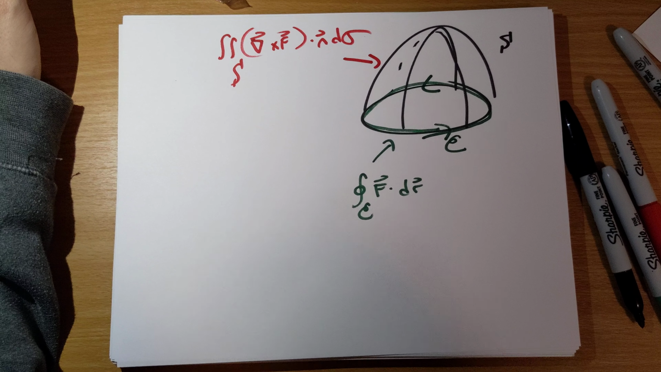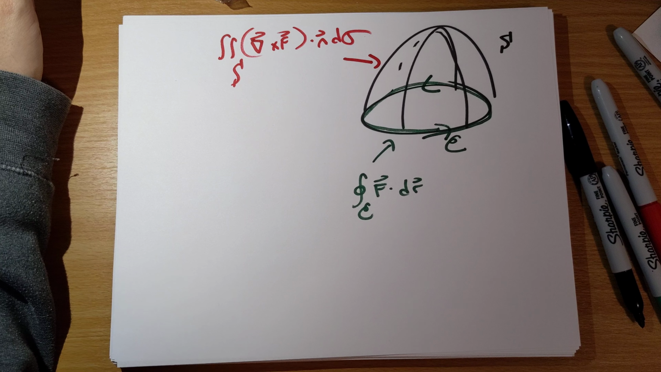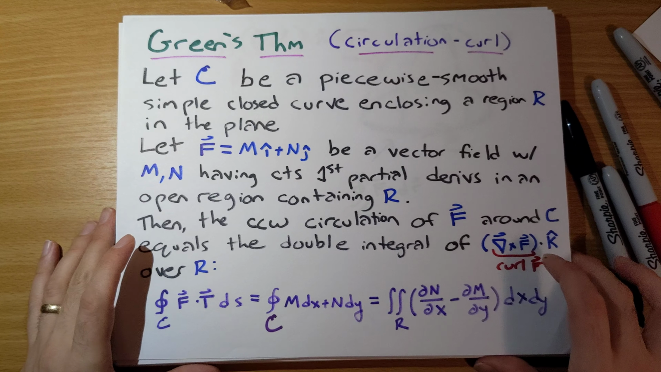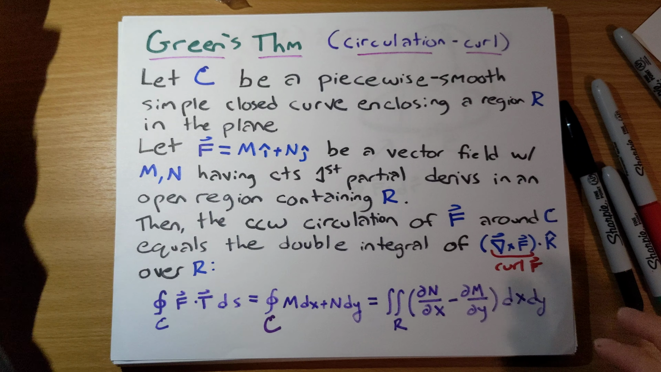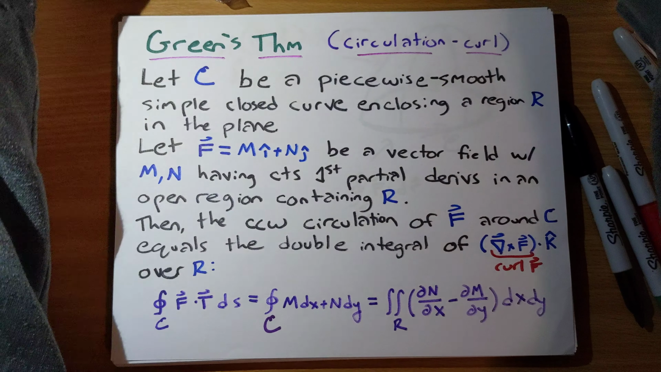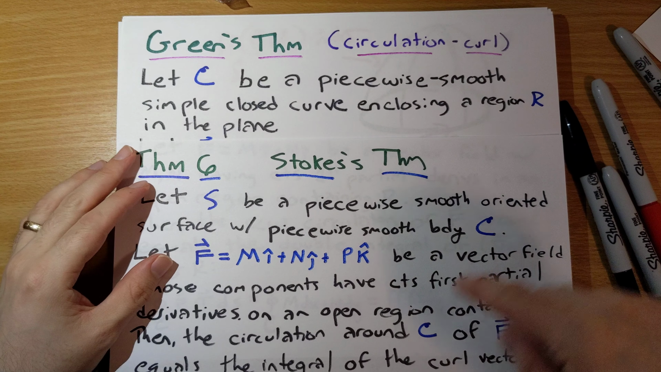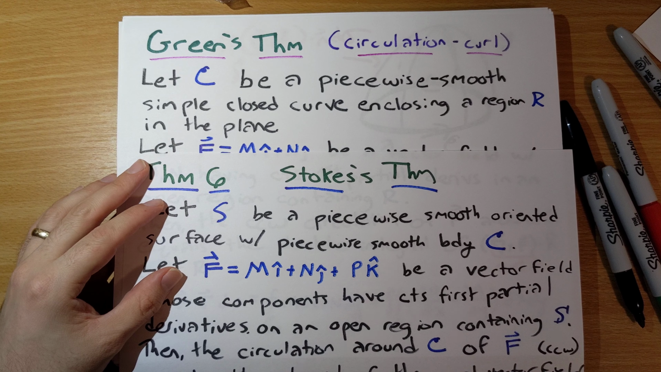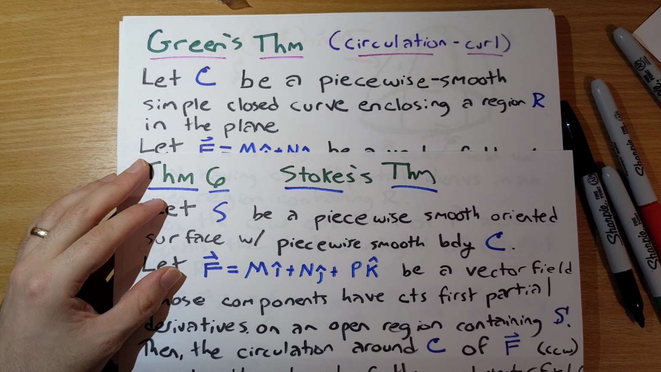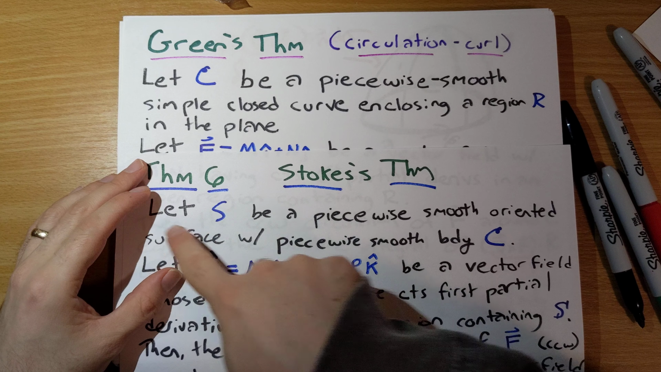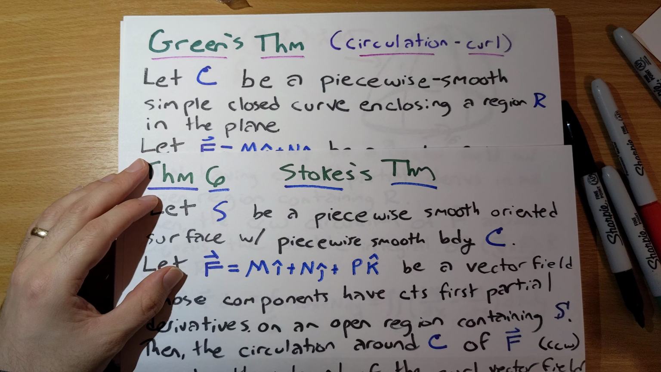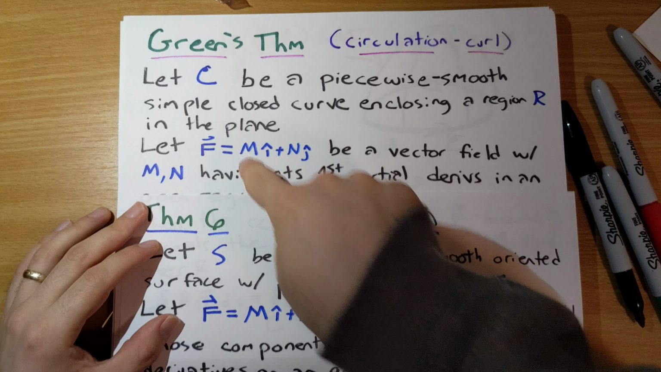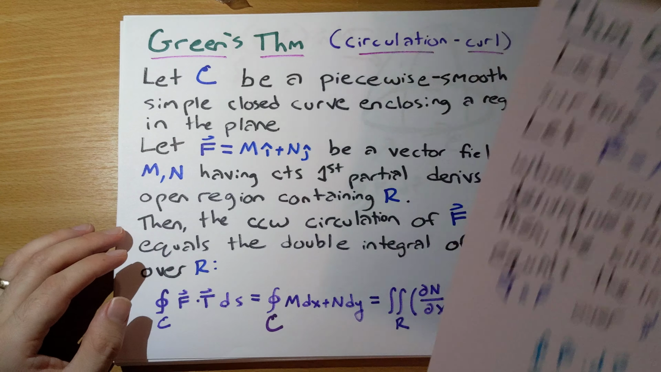One thing I want to emphasize is that this should feel very, very similar to the circulation curl version of Green's theorem. Compare them; they are very, very similar. In the circulation curl version of Green's theorem, the region R in the plane is bounded by C. Here, region S in three-dimensional space is a surface that again has C as a boundary.